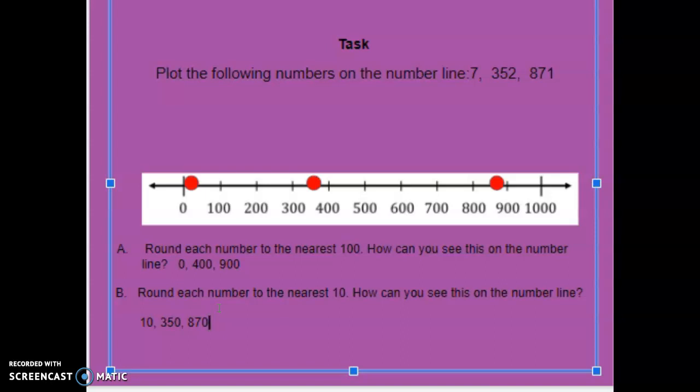Do we always need to do that? It depends on what the problem says or what our needs are in real world. If our needs are to get as close to the original answer as possible, then we would want to round to the lowest place value that we can. And in this case, we would round to the tens.